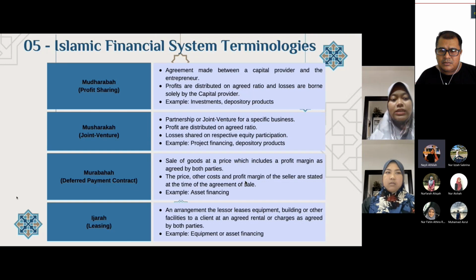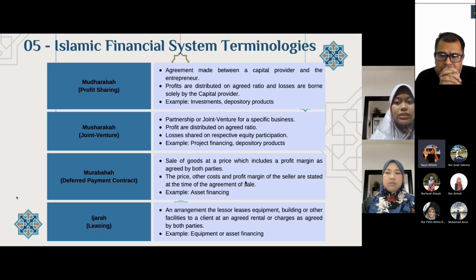And murabahah, which is deferred payment contract. This contract refers to a sale of goods at a price which includes a profit margin as agreed by both parties. The price or other cost and profit margin of the seller are stated at the time of the agreement of sale. For example, asset financing.